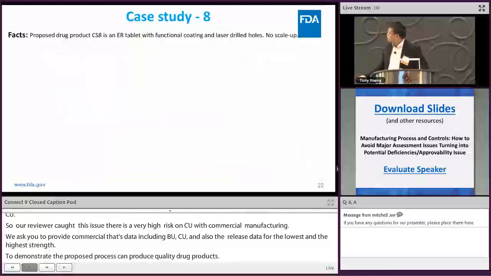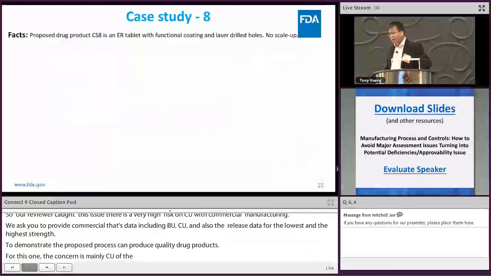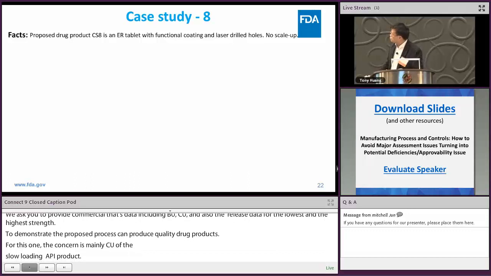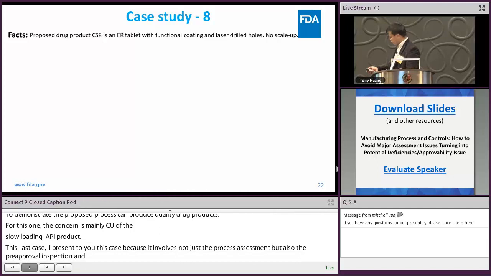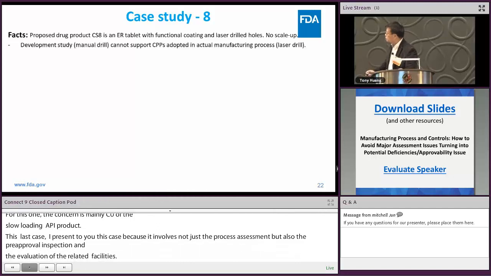For the last case, I'd like to present this case because it involved not just the process assessment, but also the pre-approval inspection and the facility evaluation of the related facility. This is an ER tablet with functional coating and laser drilled holes. There's no scale up proposed.